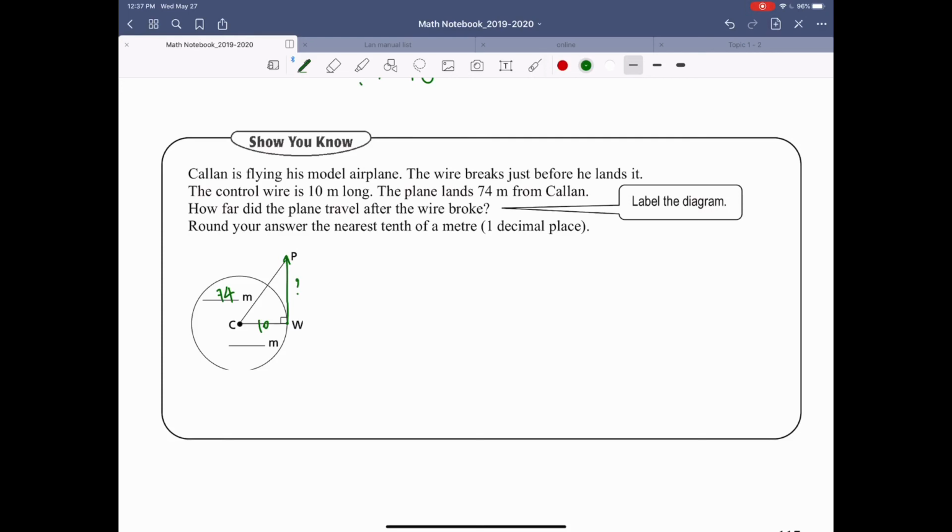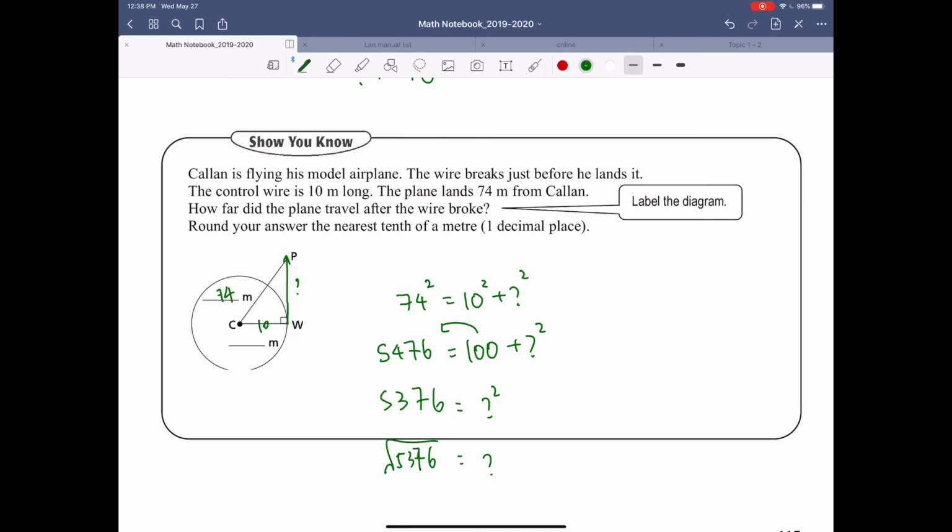Okay, so the hypotenuse is 74. Okay, just solve it. 74 squared equals what? Like that, and that, and that. Okay, so throw 100 over to the other side, you change to a minus. So basically it's that, and question mark equals the square root of this big number here. Okay, so the square root of 5376. I'm just going to do it to one decimal place. Okay, so 73.3 meters. Okay, and then we're done.